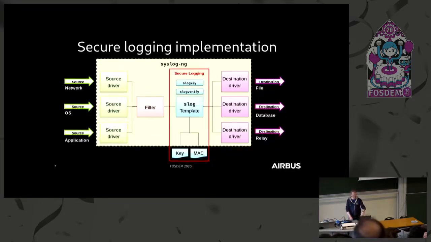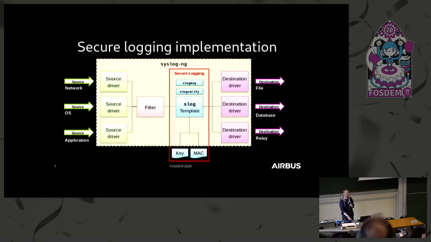We used the template mechanism and implemented a template into syslog NG. So the good thing is that we can benefit from everything that was already there. So we have all the source drivers, we have all the filters that we use. We just insert a template there in form of a plugin, which is essentially a C API within syslog NG. We write that, we add the two files as you see here. So we have the key file and the MAC file. And then we write it to the destination.